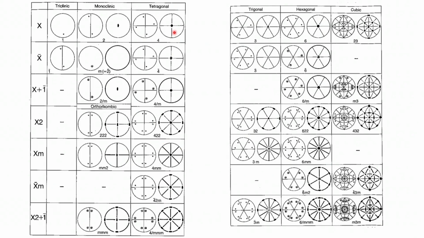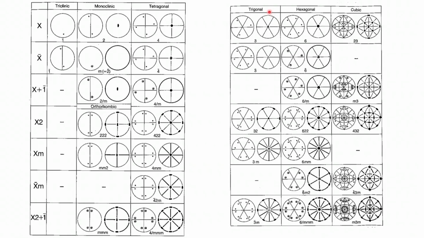Monoclinic has 3, orthorhombic has 3 and triclinic has 2. So this left hand side of this slide now covers 1, 2, 3, 4, 5, 6, 7, 8, 9, 10, 11, 12, 13, 14, 15. So we have covered 15 of the possible 32 space groups by going from triclinic to monoclinic to orthorhombic and lastly to tetragonal system.